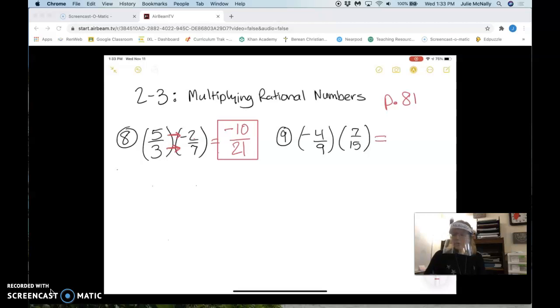So we'll do the same for the next one. Multiply the top numbers, then multiply the bottom numbers. Negative 4 times 7 is how much? Good. Negative 28. And then 9 times 15?